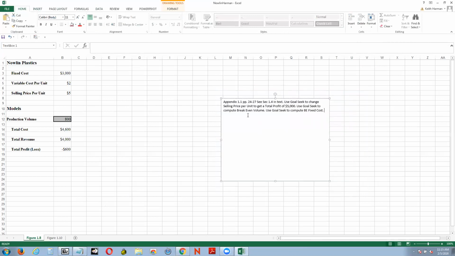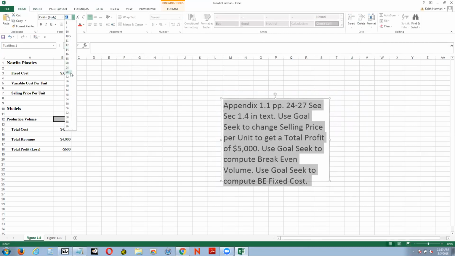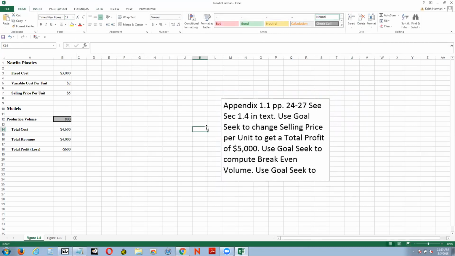Now again, if you want, you can go ahead and get this up to a format, text size that works for you. Now I said we want to use the goal seek to change the selling price per unit to get a total profit of $5,000. That's the problem. Let's say, for example, that I want to get a total profit of $20,000 if I possibly can.